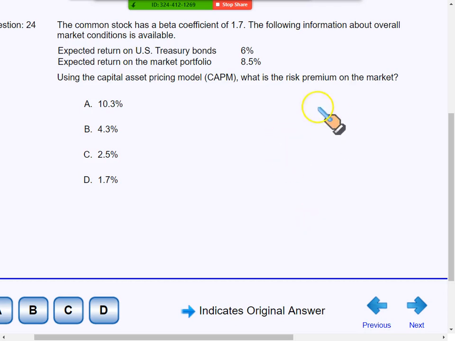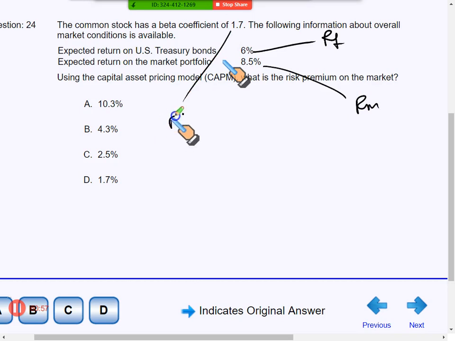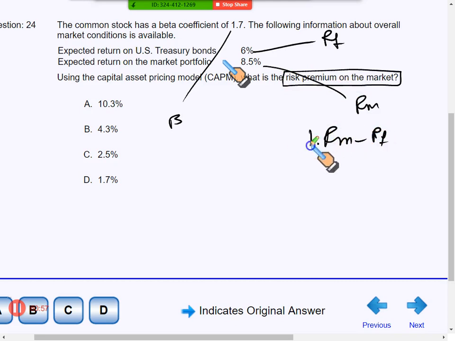It says that the common stock has a beta coefficient of 1.7. The following information about overall market condition is available. Expected return on US Treasury bonds is 6%. If it doesn't say so, we know for sure that this is the risk-free rate. Expected return on the market portfolio is 8.5, that is RM. Beta is 1.7. Using the CAPM model, what is the risk premium on the market? Risk premium on the market means what we need is RM minus RF, not the company's specific risk. That would simply attach beta to it.